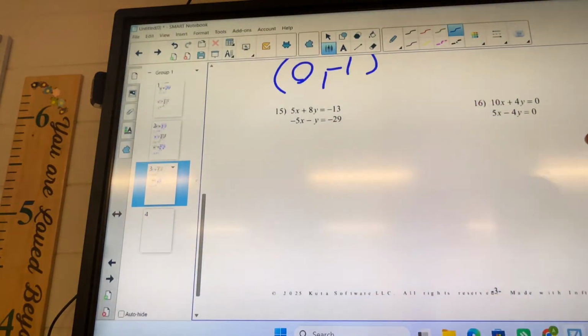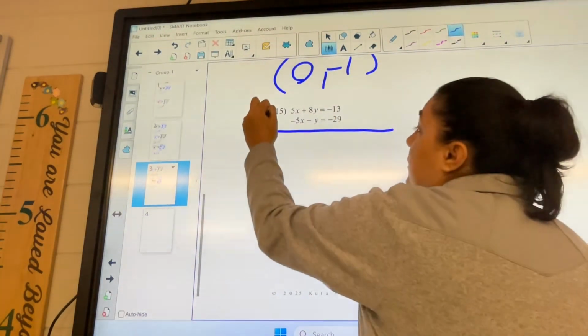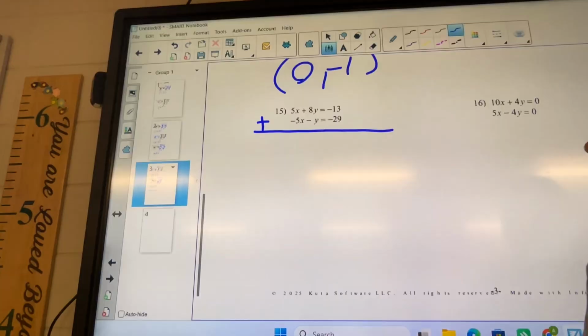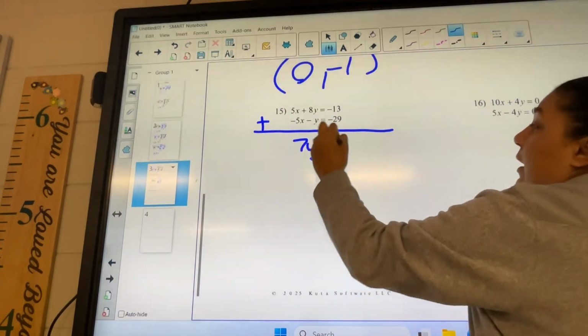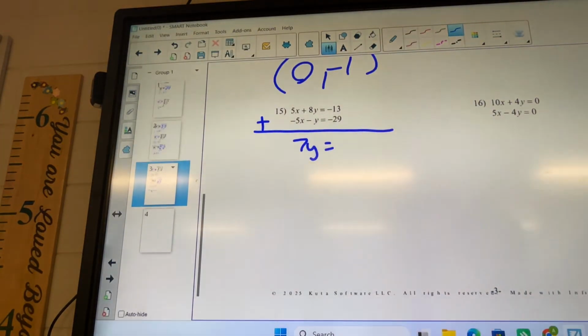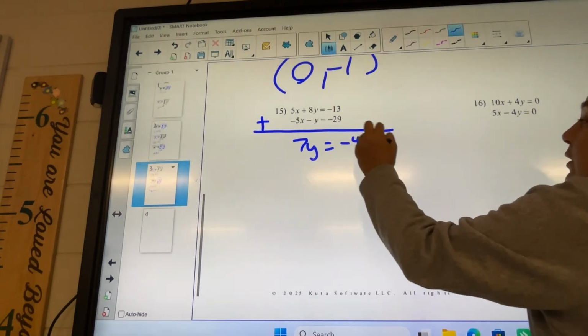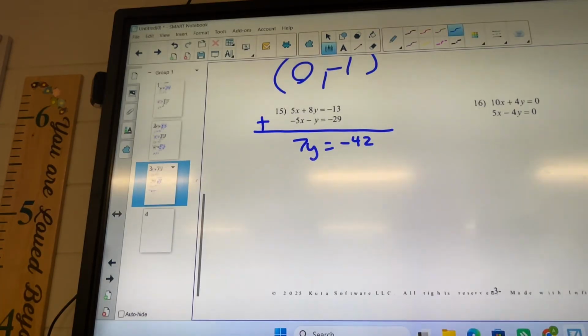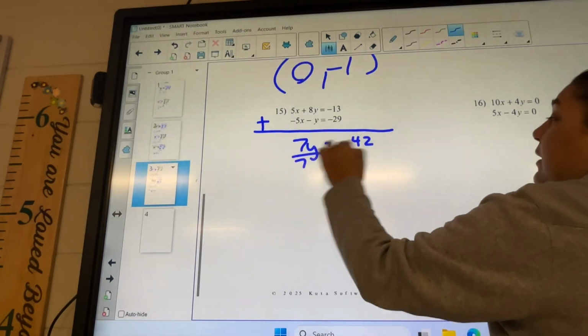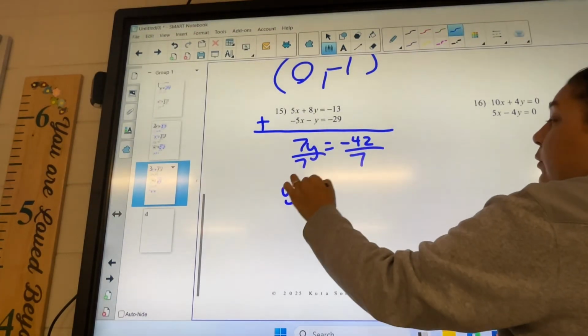Okay, 15, we're gonna go ahead and just add these together. The signs are different. So the 5s are gonna cancel. I'm gonna get a 7y. And then for the other side, I'm gonna get a negative 42. We're gonna divide by 7. So I get y equals negative 6.